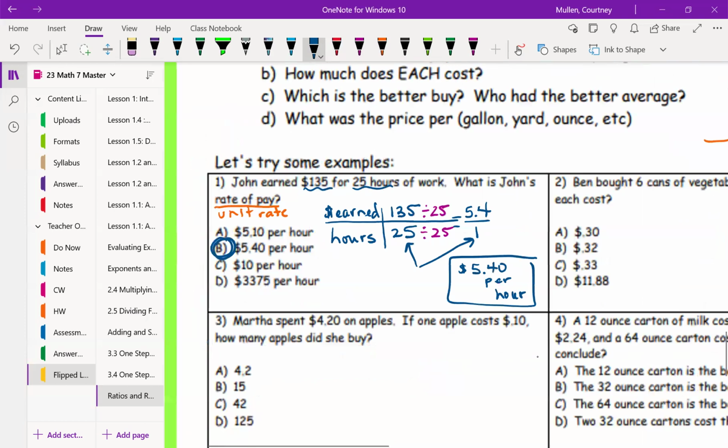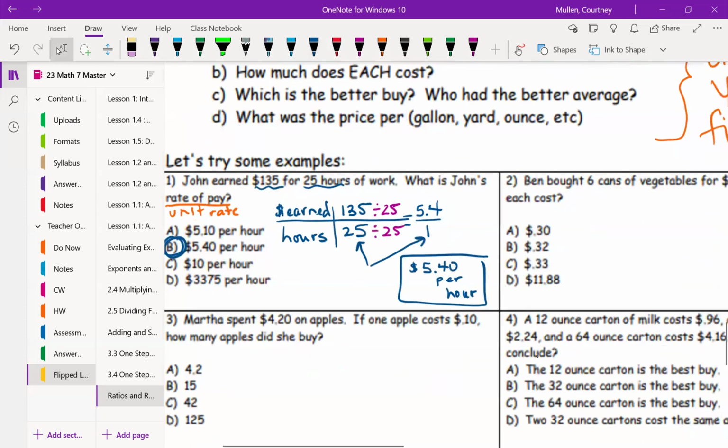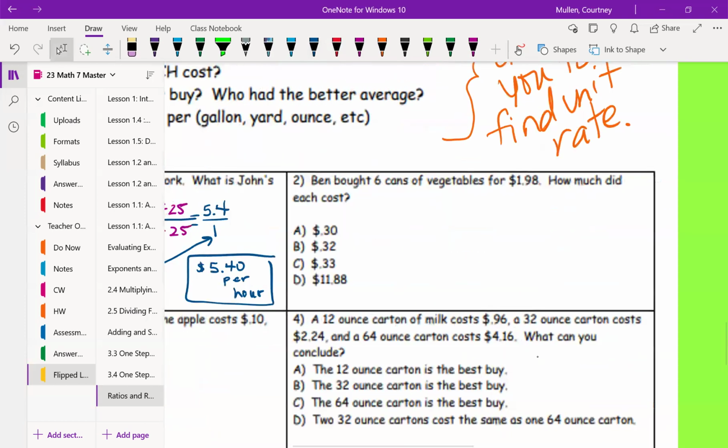Let's try another. Take a look at number 2. Ben bought 6 cans of vegetables for $1.98. How much did each cost? There it is. Again, how much did each cost? It's asking us to find the unit rate. So what are our labels this time?